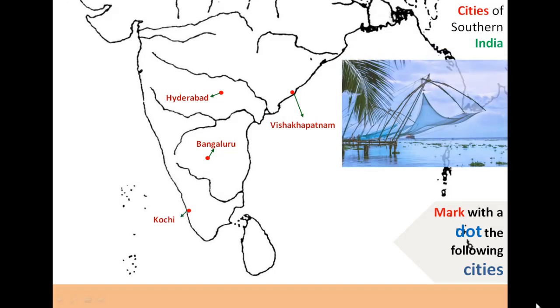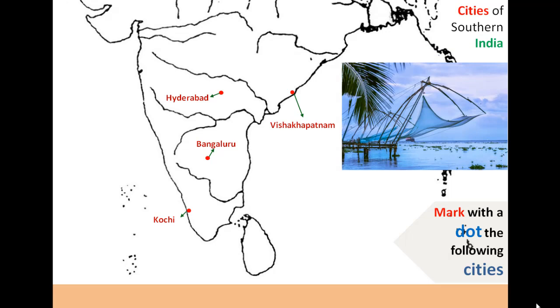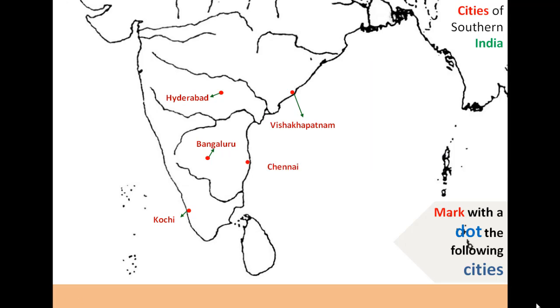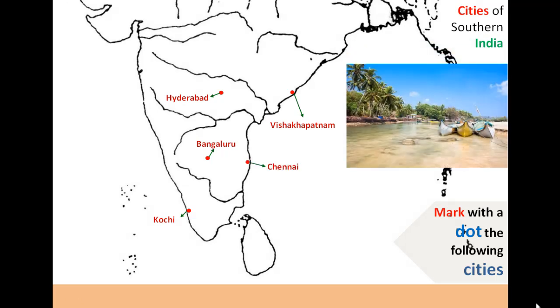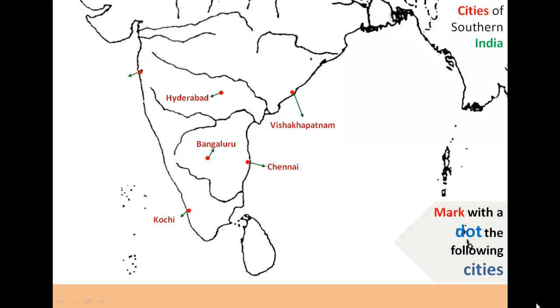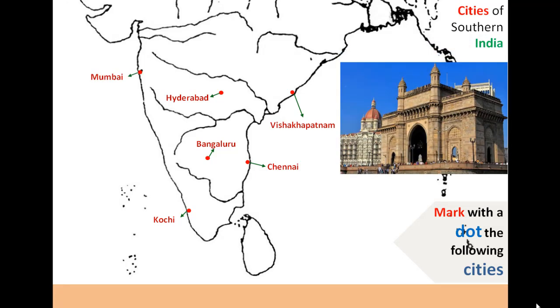Kochi. Kochi is surrounded by the Western Ghats on the east and the Arabian Sea on the west. Kochi is formerly known as Cochin. It is also famous for its beautiful ports and the backwaters of Kerala. Chennai, formerly known as Madras. Chennai is the capital city of the state of Tamil Nadu in the southern part of India, located on the Coromandel coast of Bay of Bengal. Mumbai. Mumbai, also known as Bombay, is the capital of Indian state of Maharashtra. It is the most populous city in India and the fourth most populous city in the world.